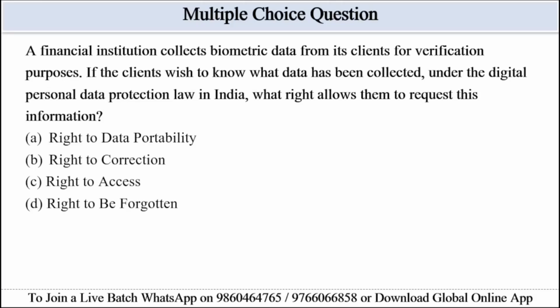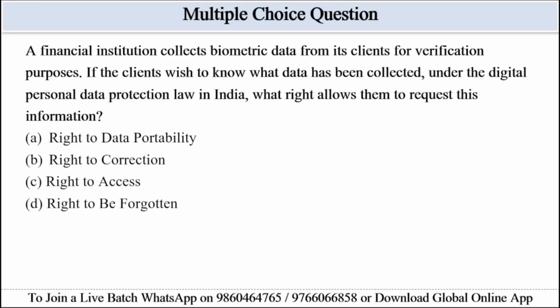So let's look for the correct answer. Option A says right to data portability. This one is wrong. The passage does not mention a right to port or transfer data to another controller. In case of option B, right to correction, this right deals with correcting inaccuracies, not initially accessing what data exists. It will also be wrong.